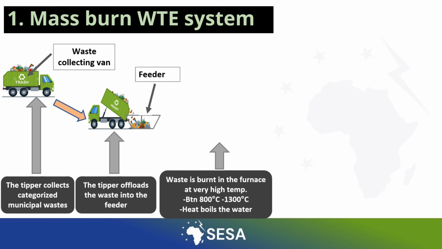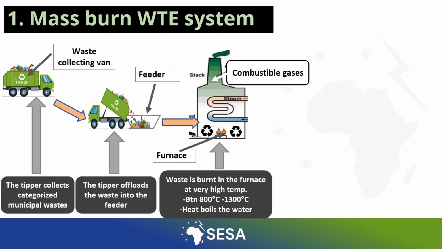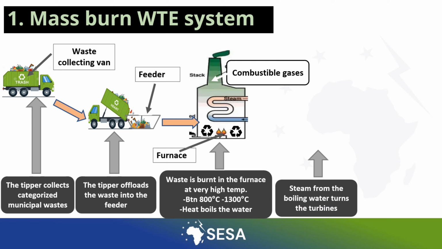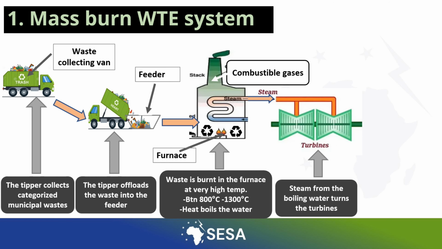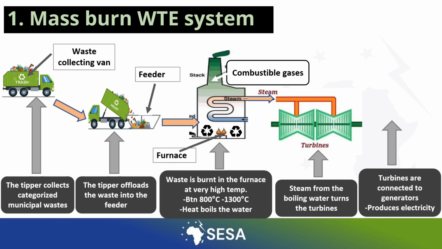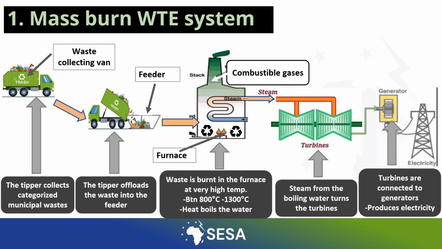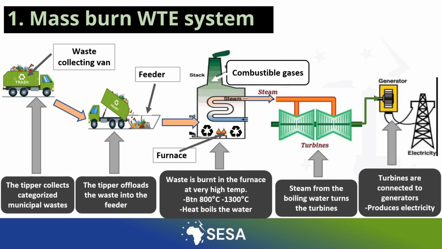4. The heat that has been produced turns the water in the boiler into steam. 5. High pressure steam turns the blades of a turbine generator to produce electricity. 6. The air pollution control system removes pollutants from the combustion gas before it's released through a smokestack. 7. Ash is collected from the boiler and the air pollution control system.